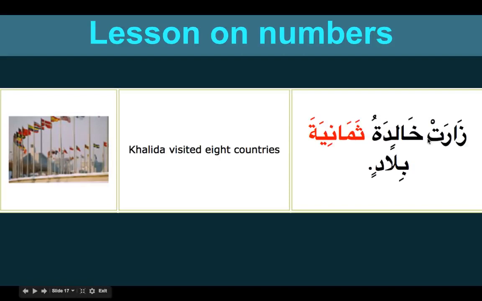Zarat. Now we know this is feminine, so we're looking for a female noun here. Khalidatu. So Khalida visited. What did she visit? Thamaniyata. Look here, fatha, because this is giving the details of what action has been taken. Thamaniyata biladin.